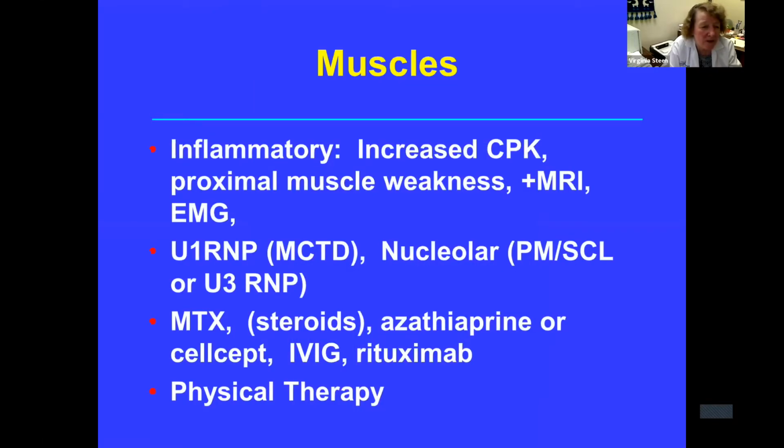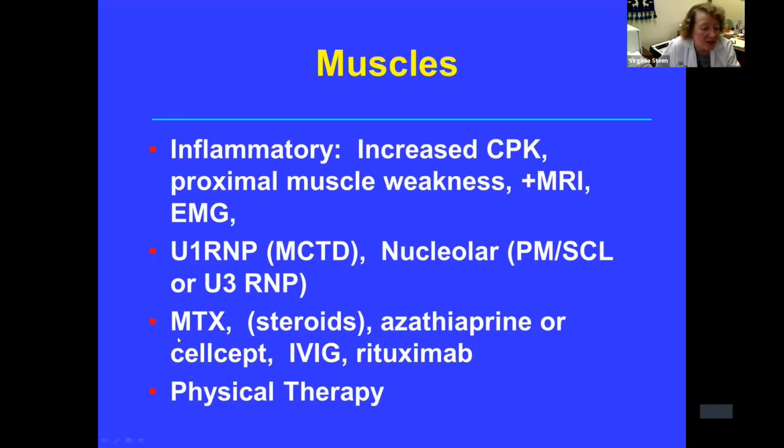The muscle involvement, there is both inflammatory as well as non-inflammatory muscle involvement. Increased CPK, typically looks like myositis, proximal muscle weakness. They have positive MRIs and EMGs. Some people would like to call it an overlap with myositis, but we think it's part of scleroderma. The antibodies most commonly associated are, of course, U1-RNP or mixed connective tissue disease, but also the nucleolar, particularly PM-Scl, as well as U3-RNP.